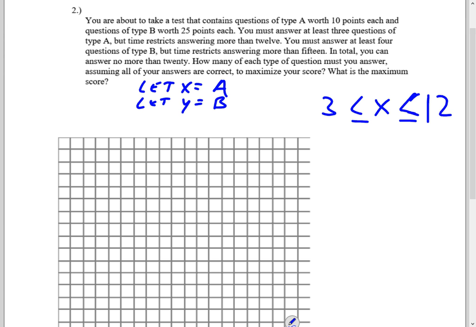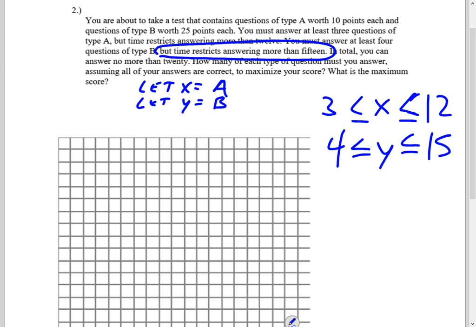It said at least 3, but no more than 12. So somewhere in your constraints you should have had something that looked like that. And some people ignored this little part here. They thought it was just Y being related to 4, but it had to be a 15 there. Check and see if you missed out on part of the instructions.